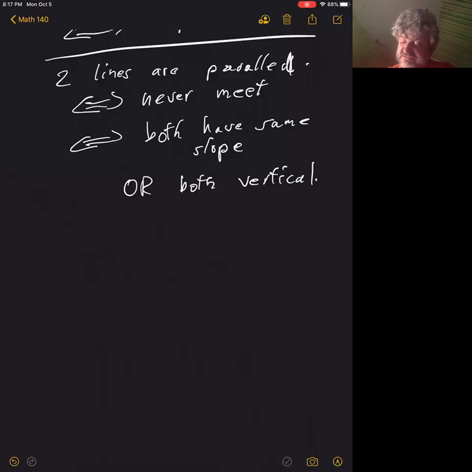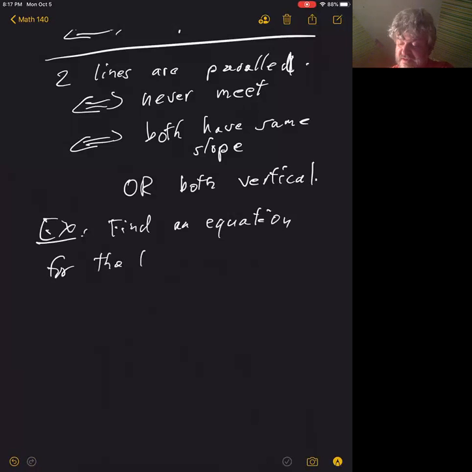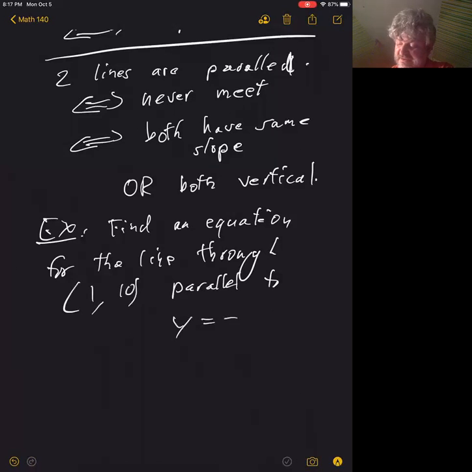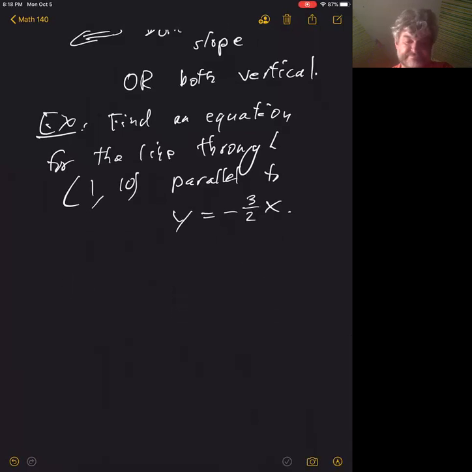Should we do an example? Find an equation for the line through 1, 10, passing through that point, and parallel to, this is how textbooks usually write it, y equal to negative 3/2x. What do we do here?